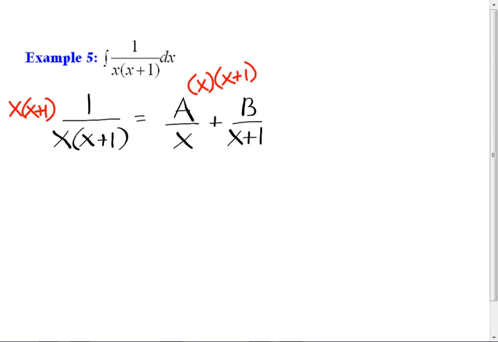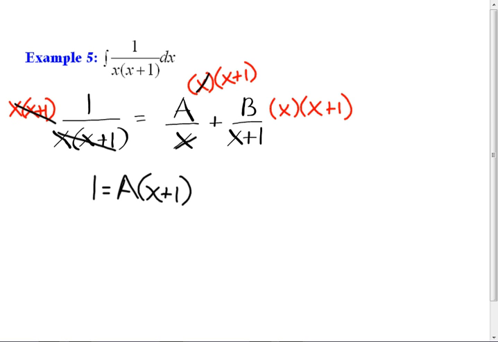Okay, so we're decomposing, so we're trying to figure out what did we add, that's all. Okay. This is going to cancel, so I get 1 equals a times x plus 1 plus b times x. You're going to see this on your test. You're going to see it on the AP exam.